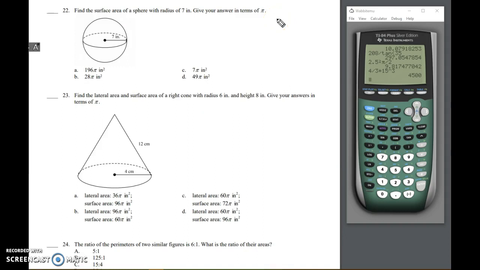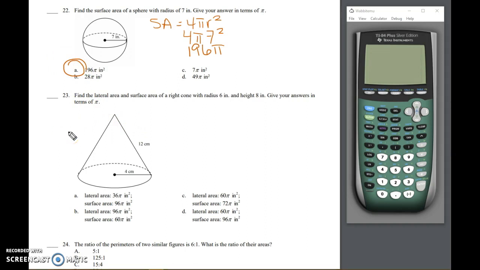Okay, number 22, find the surface area of a sphere with a radius of 7 inches. Give your answer in terms of pi. So our picture and problem match, so we're okay there. And the surface area of the sphere is going to be 4 pi r squared. So we're going to have 4 times pi times 7 squared. And that's going to give us 196 pi when I multiply it together, and that's going to give us answer choice A.